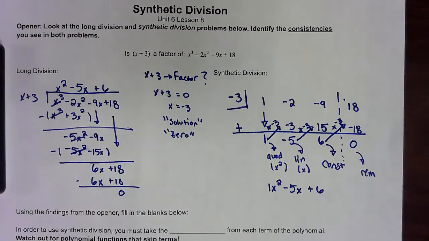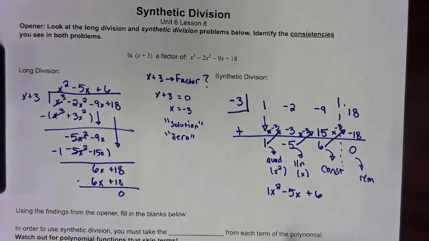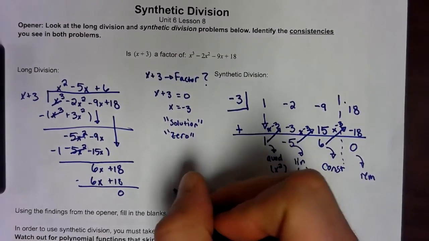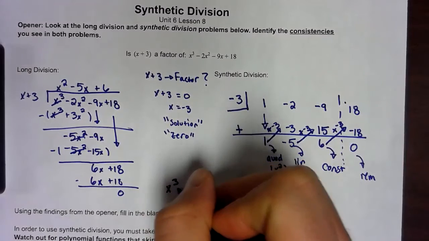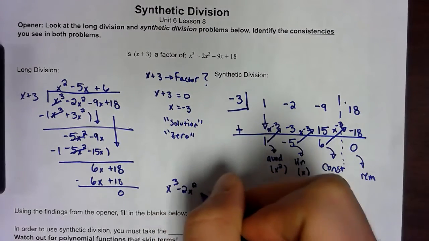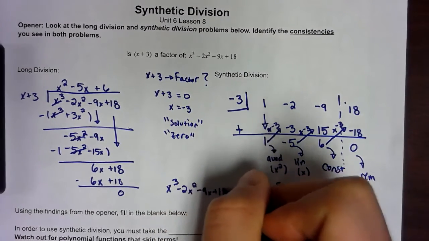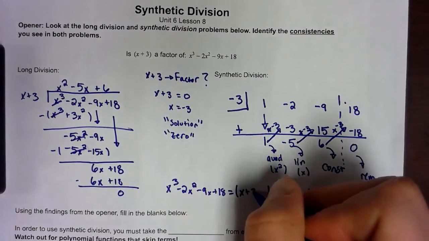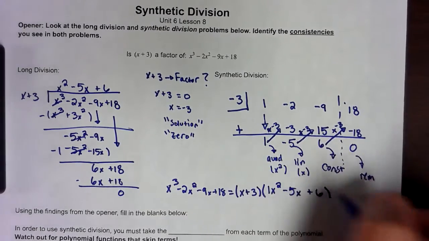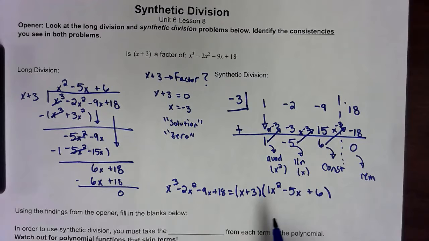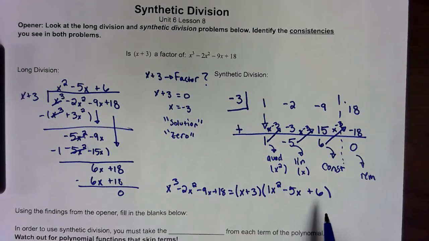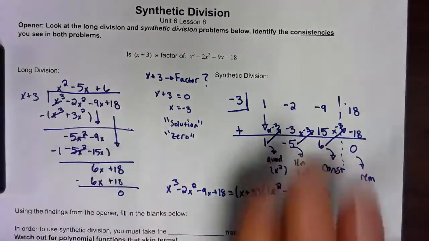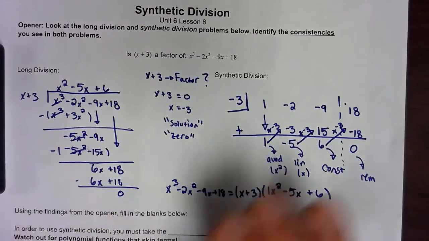and we don't need the remainder. Now, here's why this is useful and what we really just accomplished. We took the original equation of x cubed minus 2x squared minus 9x plus 18, and it's equal to what we divided by, x plus 3, which is a factor because we got a remainder of 0, times our quotient, which is x squared minus 5x plus 6. And guess what? We could continue to factor this. And that's all division is. It's another tool to help us factor.